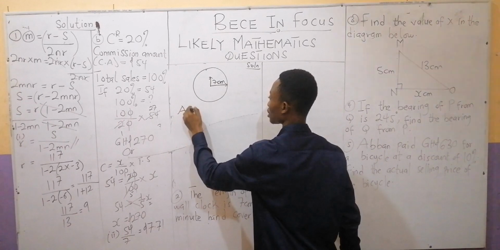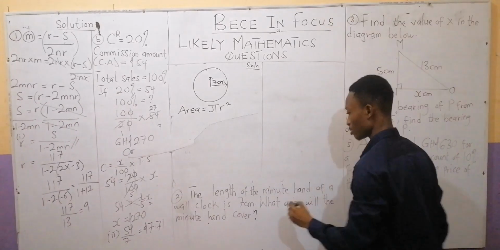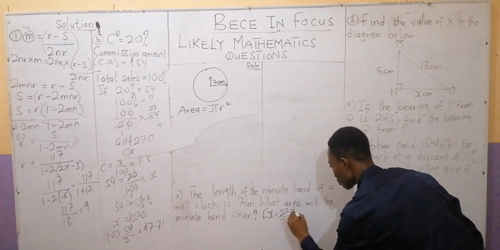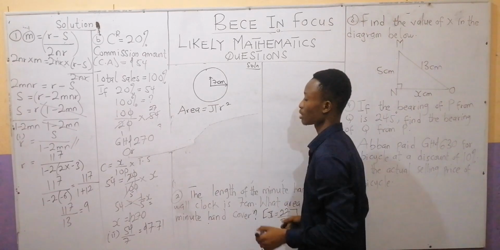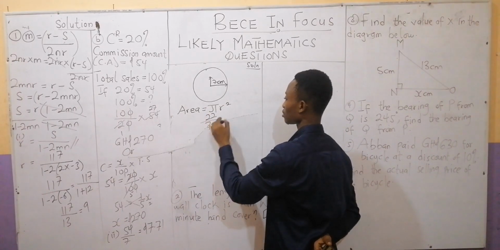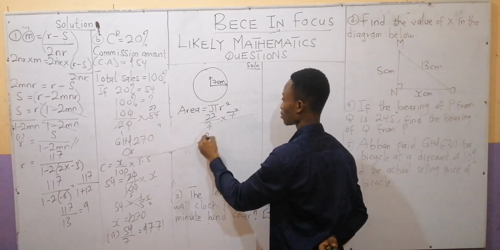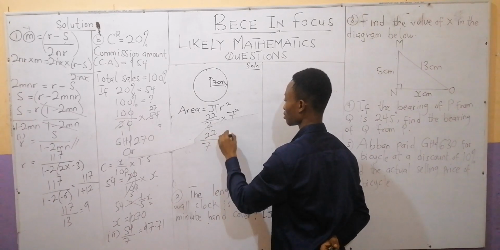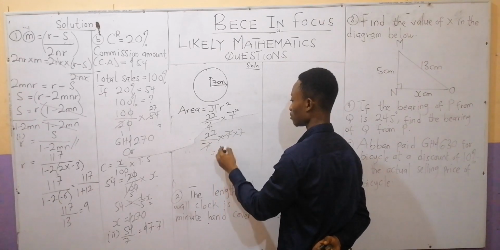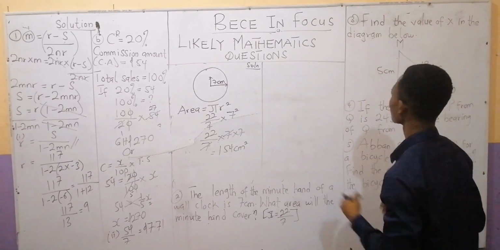Now we know the area of a circle to be equal to pi r squared. Pi was given to be 22/7. So we substitute what we have into the formula. So 22/7 times 7 squared, that is 7 times 7. 7 cross out 7. 22 times 7 will give us 154 centimeters squared. Now let's move to the third one.